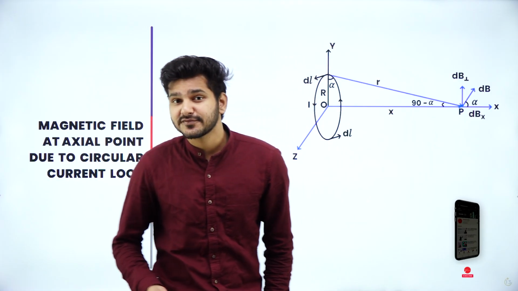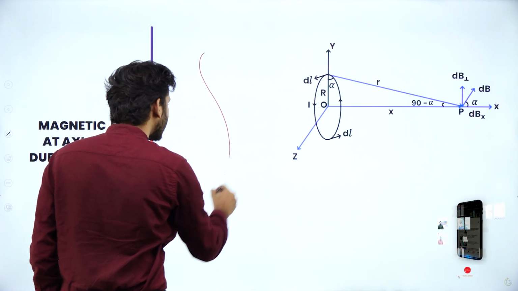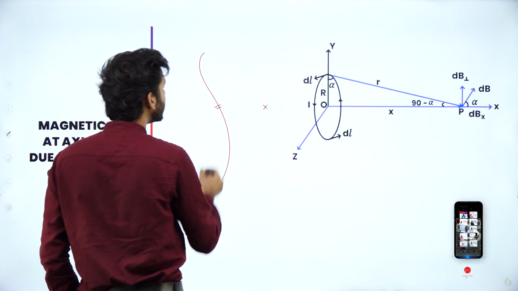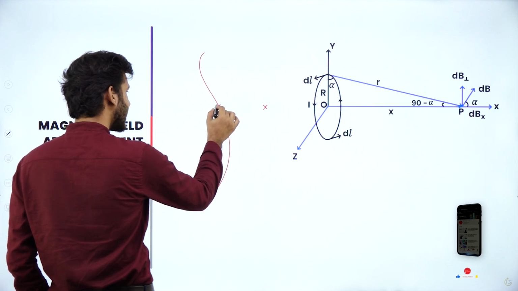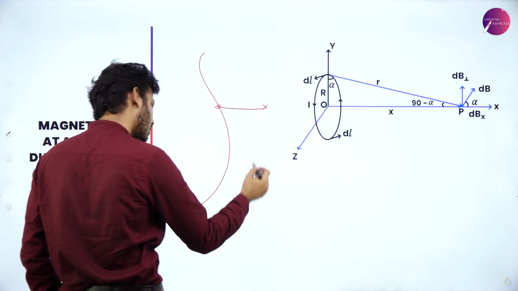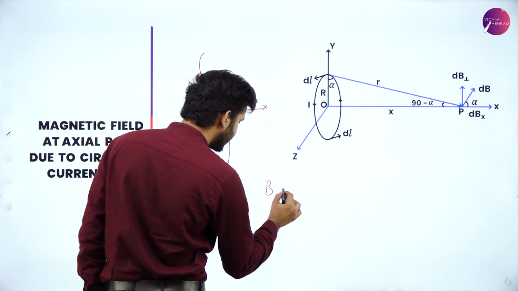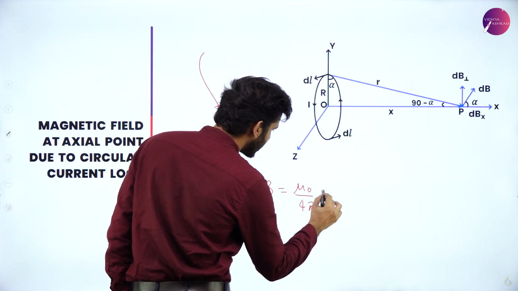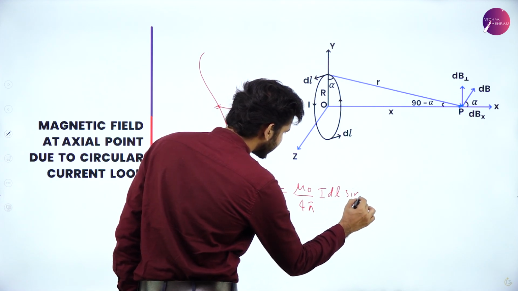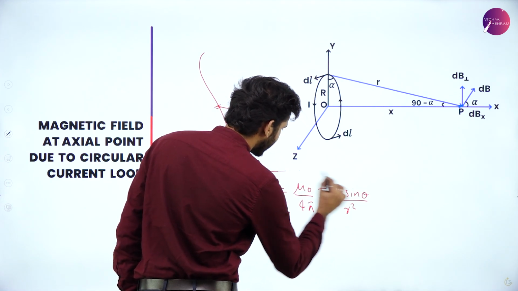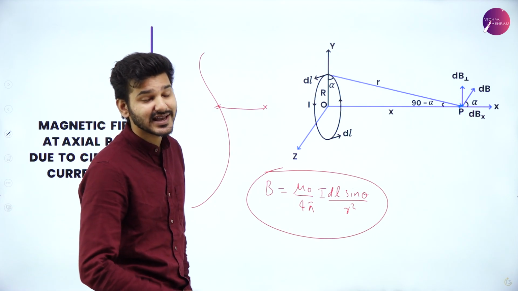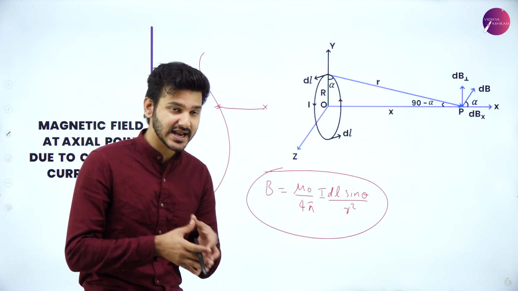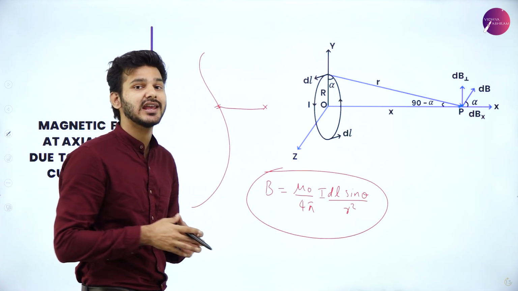So in the previous classes, we discussed how we could find out the magnetic field at a particular point due to a current carrying element. We found that using Biot-Savart's law and we got the equation dB is equal to mu 0 by 4 pi into IDL sine theta divided by r square. Now this was discussed in the previous class and this is nothing but Biot-Savart's law. What is interesting here is that this is for a linear current carrying element.